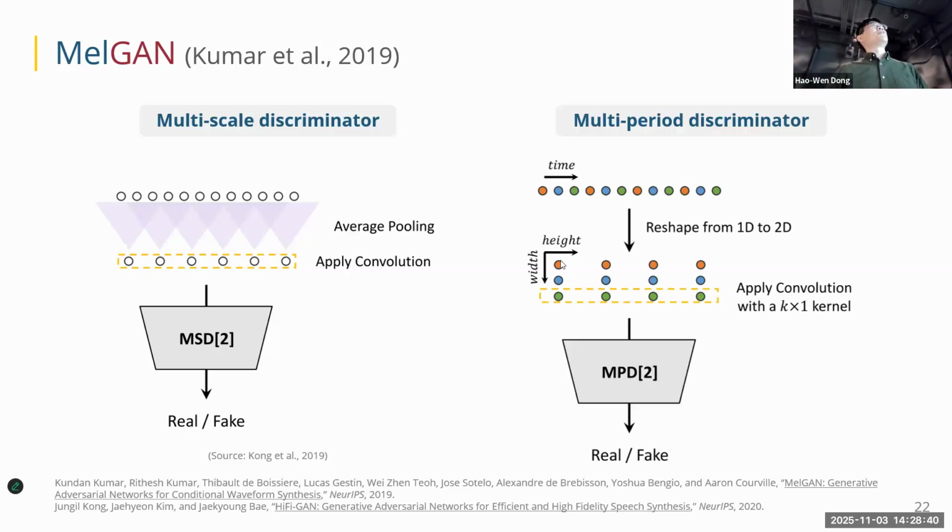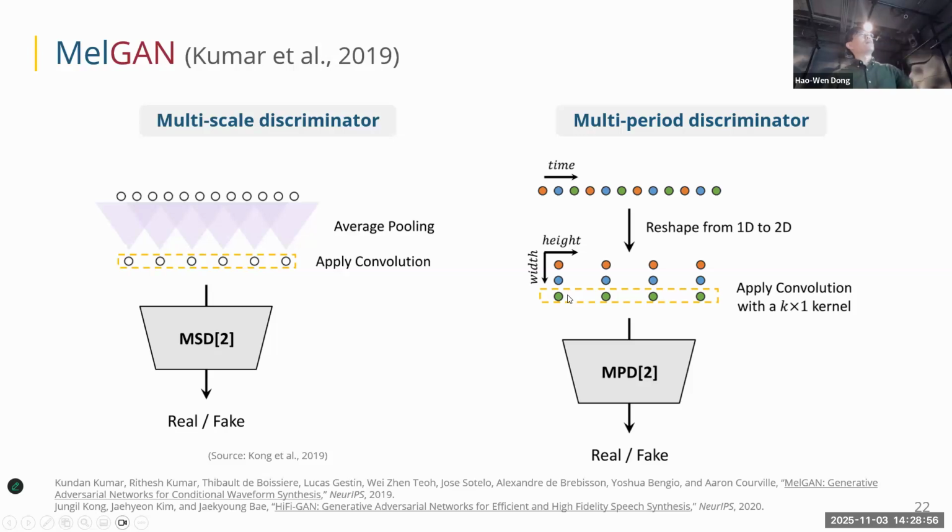There is also multi-period discriminator. This is designed to actually just reshape that things into this, so you can apply 2D convolutional layer on top of that. So this is sort of like doing Fourier transform internally.